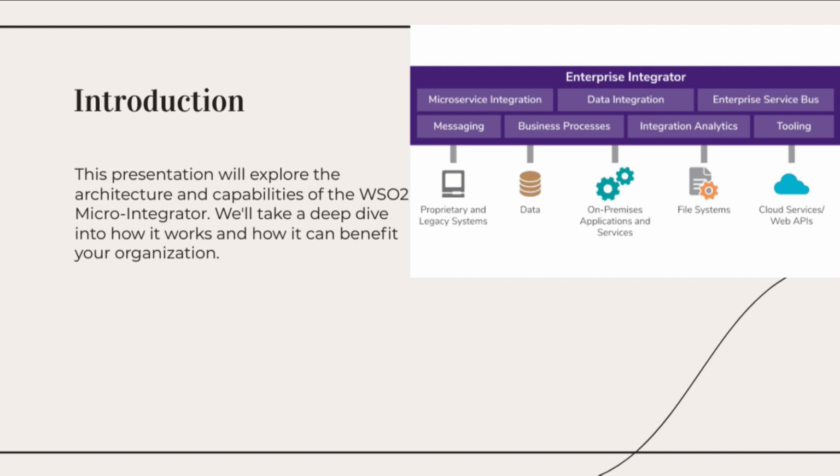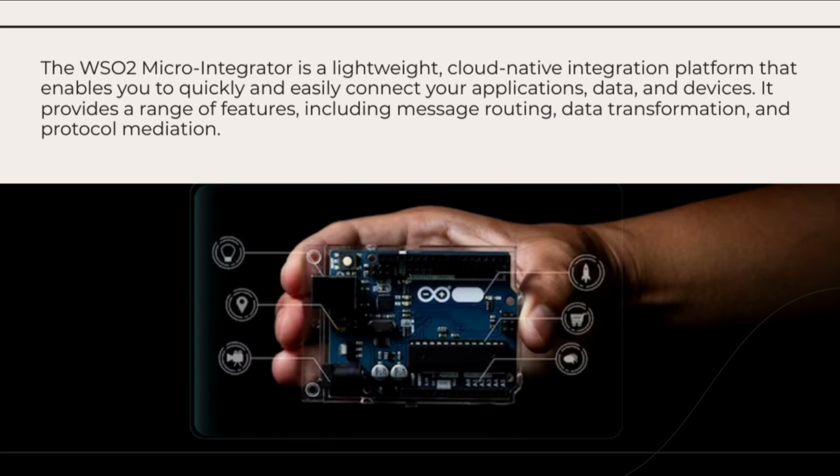3. Mediation and orchestration. Microintegrator supports mediation and orchestration patterns to enable complex integration scenarios. It allows you to define mediation flows that perform tasks such as message transformation, content-based routing, filtering, and validation. It also supports choreographing the execution of multiple services or microservices to achieve end-to-end business processes.